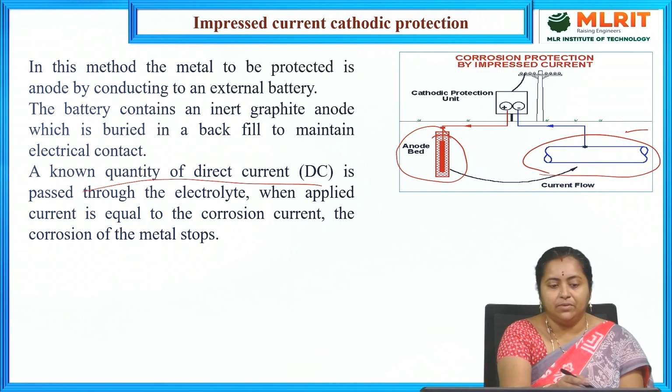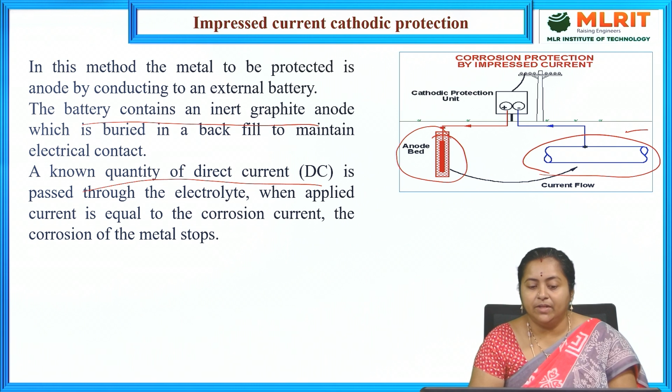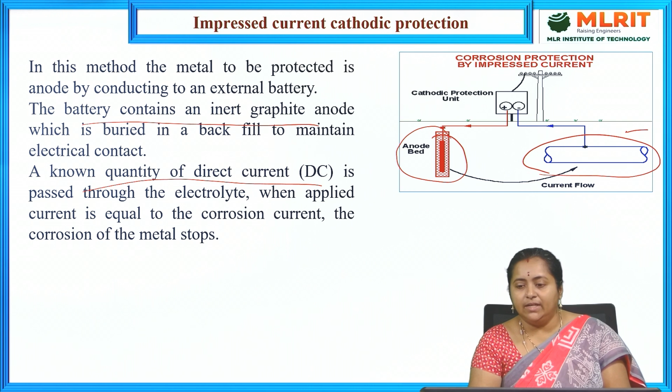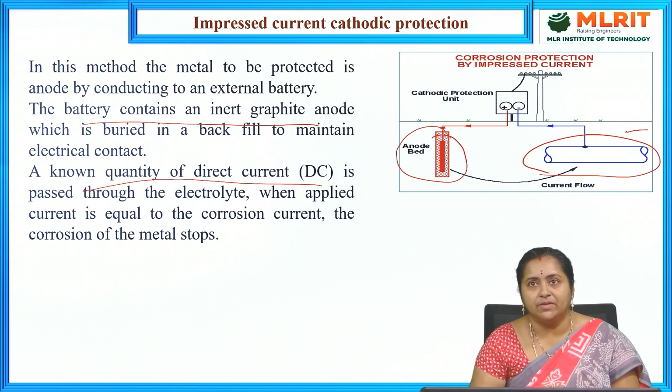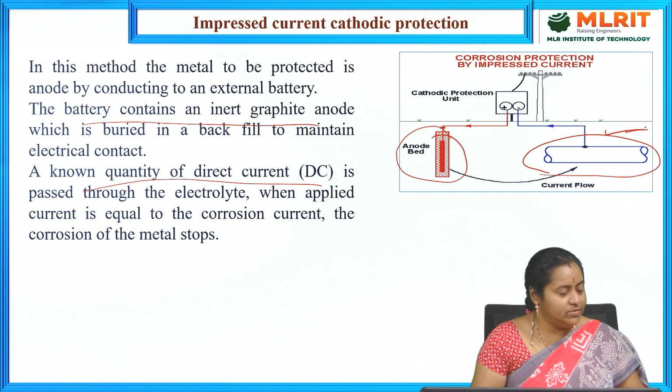So as I told you, one inert graphite electrode is connected to the cathode with the help of one battery, and the medium will play the major role. So electrical contact will be continued, and with the supply of this DC current which is greater than the corrosion current in the reverse direction, it is able to prevent the formation of corrosion reaction exactly at the base metal. So this is what we call impressed current cathodic protection.